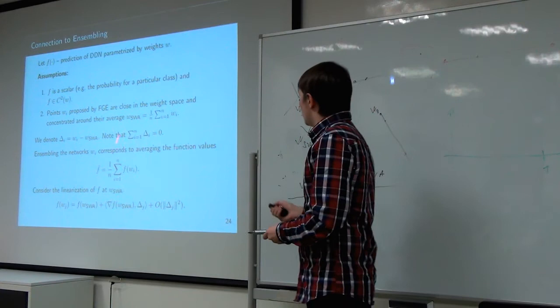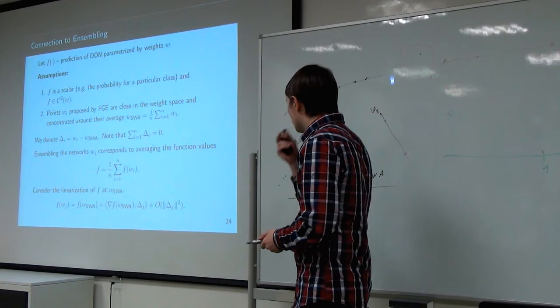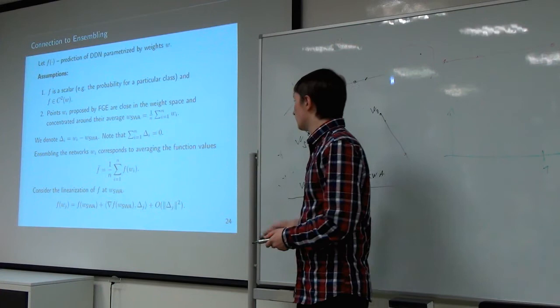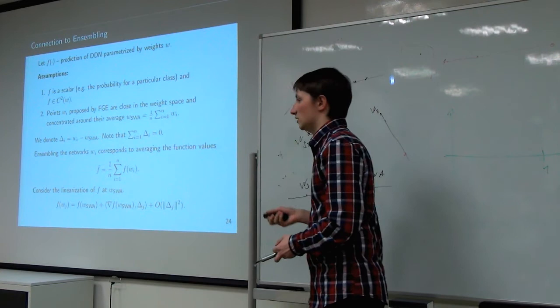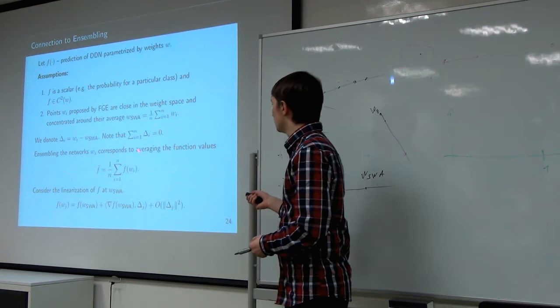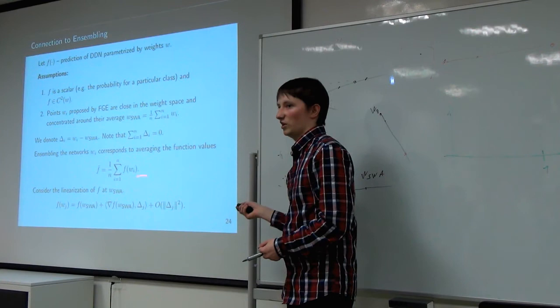We suppose that this function is twice differentiable, and we assume that points proposed by our ensembling method are concentrated around the average point. We denote Δ_i as the difference between w_i and w_SWA, and here we note that the sum of all deltas is equal to zero, since it's the property of the mass center of these points. So when we do ensembling, we average not the points, we average predictions. So we average the outcomes of our function here.